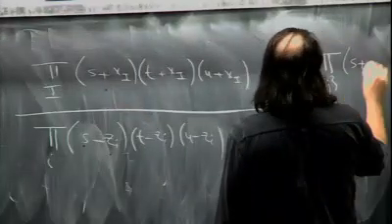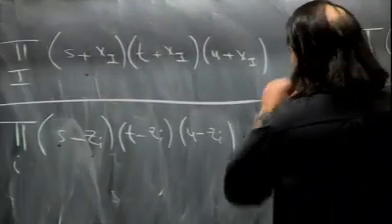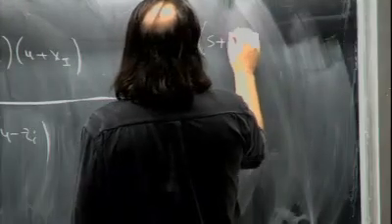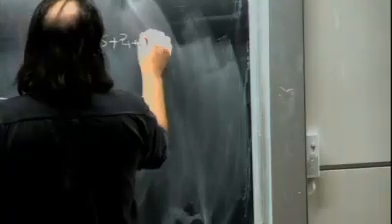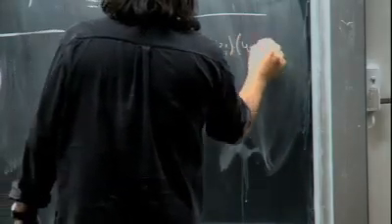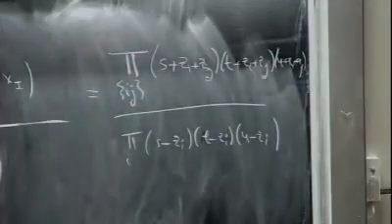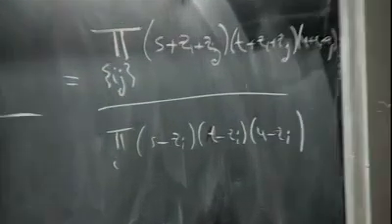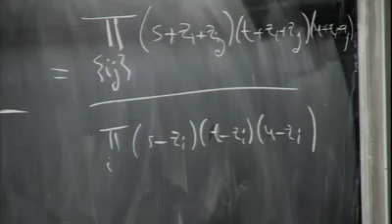Our ansatz turns into the product over the pairs ij of s plus zi plus zj, t plus zi plus zj, u plus zi plus zj, over just the product over the i's of s minus zi, t minus zi, u minus zi. All right, so much for the massive poles.